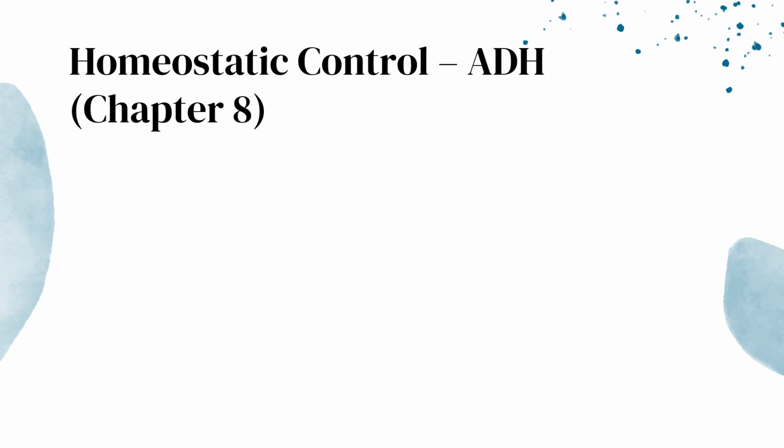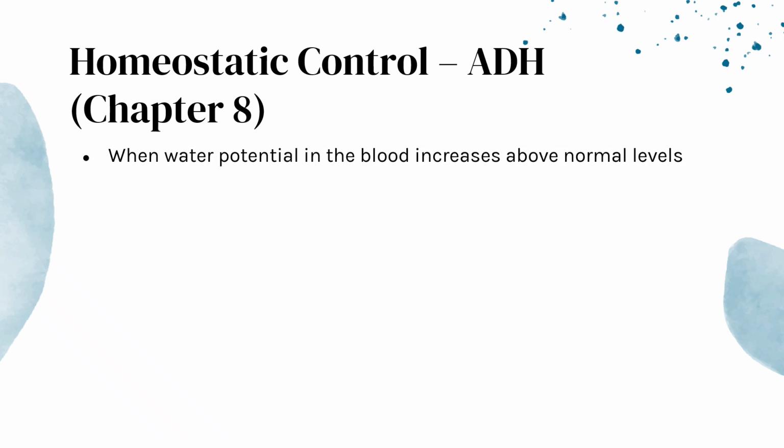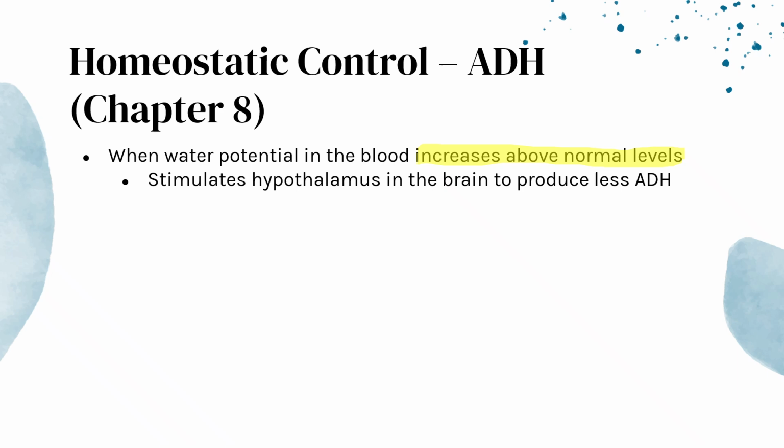So let's talk about when water potential in the blood increases above normal levels, for example, if you drink a lot of water. When the body detects an increase in water potential in the blood above normal levels, the hypothalamus will be stimulated, and the hypothalamus will produce less ADH. Because the hypothalamus produces less ADH, the pituitary gland will also release less ADH into the blood. So generally, the concentration of ADH in the blood will drop.